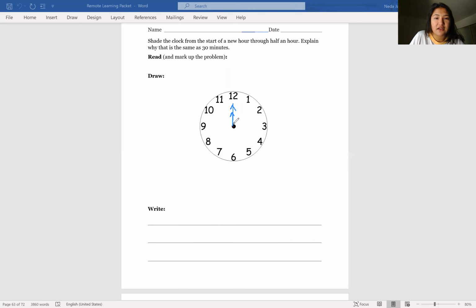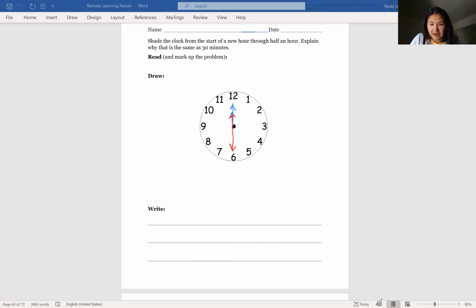So we need to start at 12 with the hour hand. And then if I'm going to show half an hour has passed on my clock, where should my minute hand point? Should it point up here, over here, or down here, all the way straight down? That's right, it should point all the way straight down at the number 6. So let's draw it doing that now. There's my minute hand.